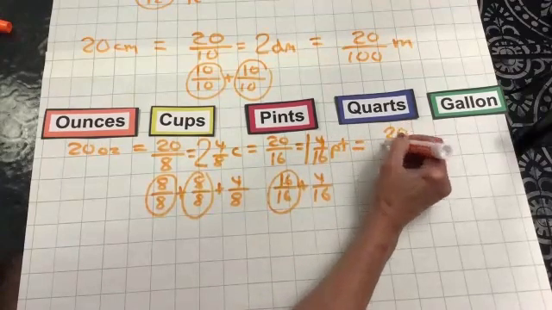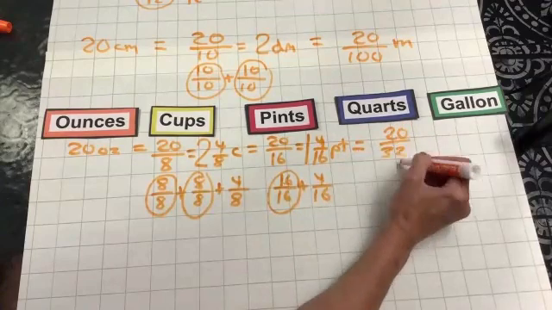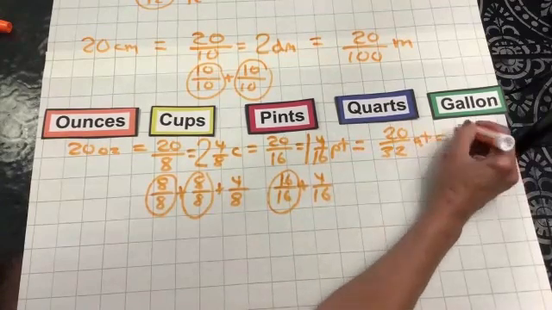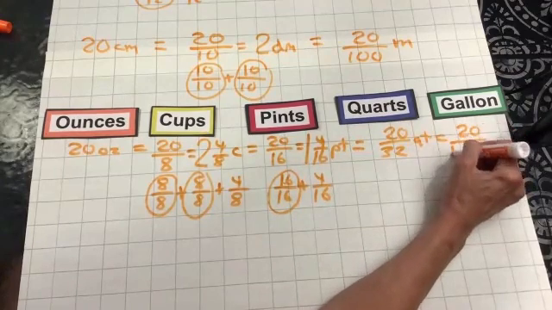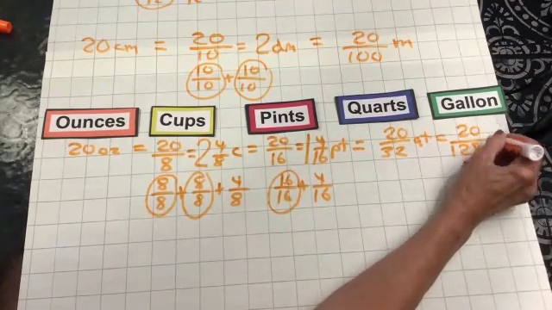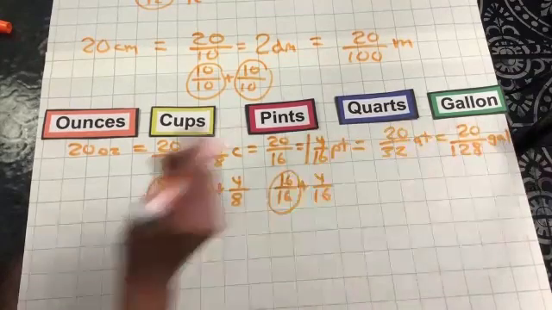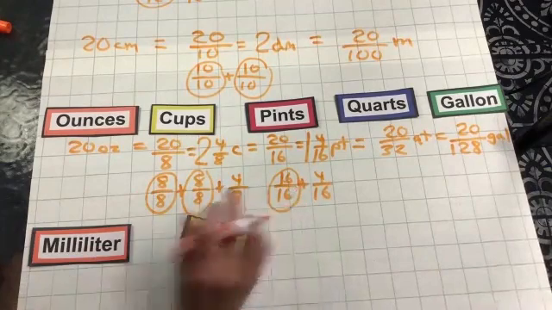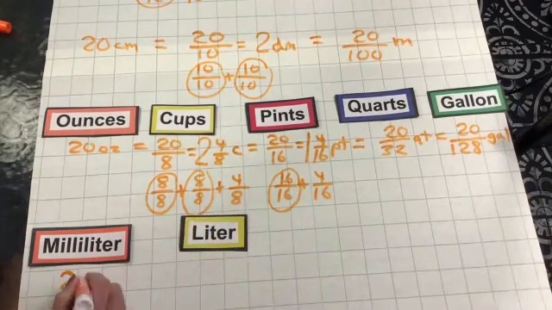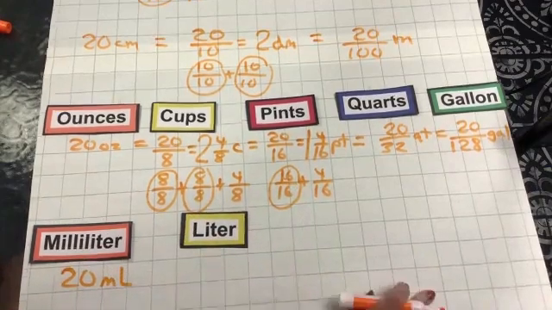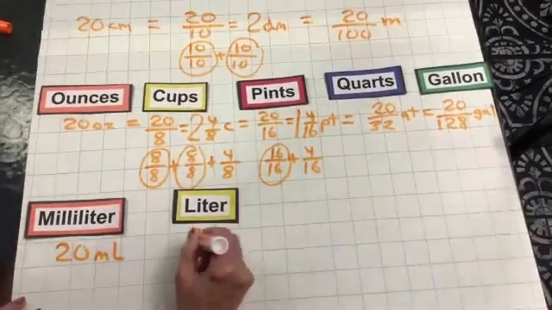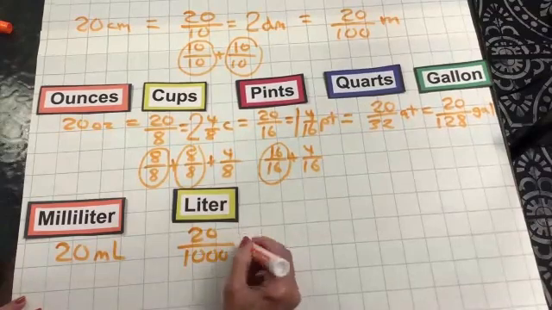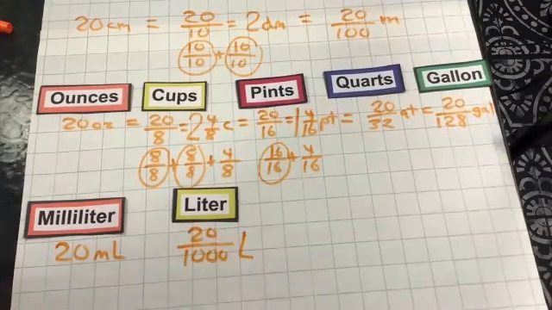Let's do 20 over 32 for our quarts, because it takes 32 ounces to make a quart. So we don't quite have a whole quart yet. And we have 20 out of 128 ounces to make a gallon. All right, let's finish this off with milliliters and liters. So if I have 20 milliliters, which would be an ml, that would mean I have 20 over 1,000. So 20 thousandths of a liter. And there we have it.